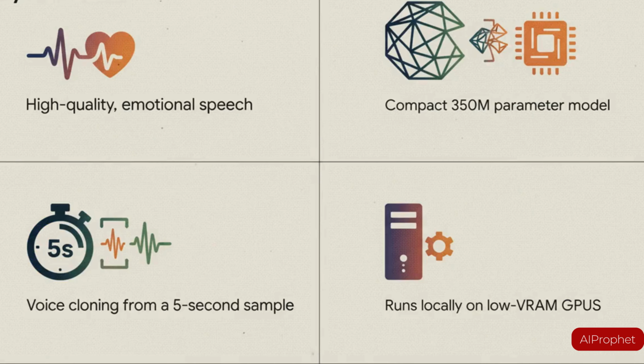And what it promises to do is, honestly, pretty incredible. We're talking high-quality speech that actually has some emotion to it, not that flat, robotic voice we're all tired of hearing. It's also super compact and efficient. But the two biggest features, these are the real game changers. First, it can clone a voice from just a 5-second sample. And second, it does all of this locally, right on your own machine.